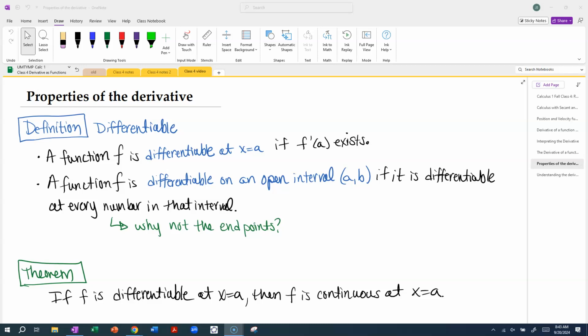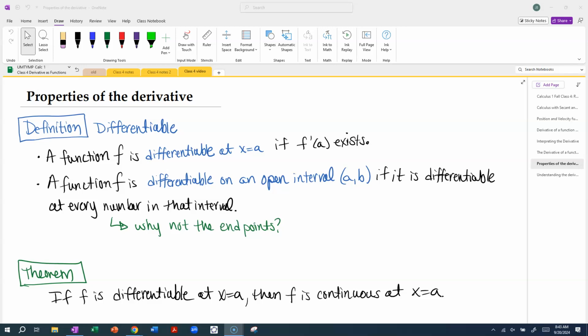All right, so some properties of a derivative. So we talked about a function being differentiable if the derivative exists, right? So we see that verb coming in. So it's differentiable if the derivative exists, and then if the derivative at a point exists, and then if it's differentiable on an open interval.